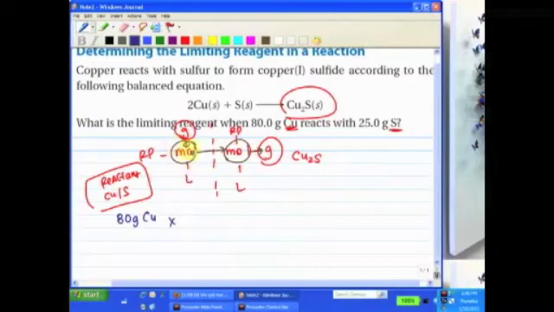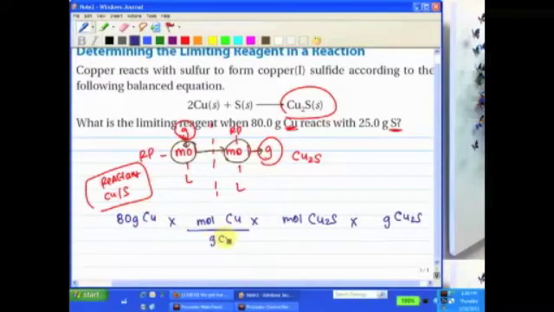On the mole roadmap, you want to make it into moles of copper, then make it into moles of Cu2S, then make it into grams of Cu2S. On the bottom is whatever you had on top. So I'm going to put moles of copper on the bottom, then moles of Cu2S on the bottom. Then fill in the numbers. On the bottom here should always be 1, or it should be empty.